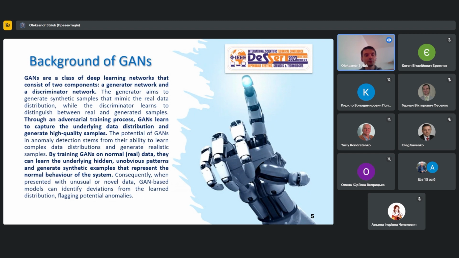The potential of GANs in anomaly detection stems from their ability to learn complex data distributions and generate realistic samples. By training GANs on normal, real data, they can learn the underlying hidden, unobvious patterns and generate synthetic examples that represent the normal behavior of the system. Consequently, when presented with unusual or novel data, GAN-based models can identify deviations from the learned distribution, flagging potential anomalies.